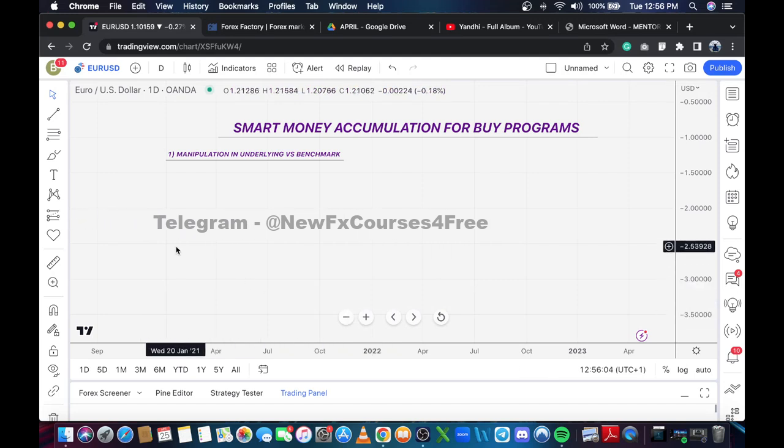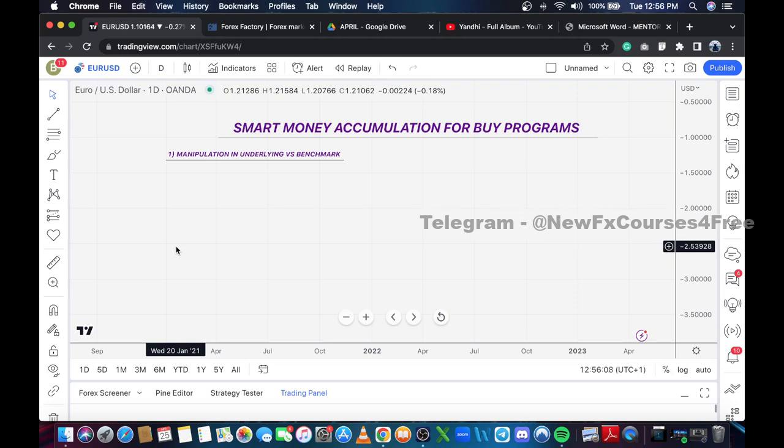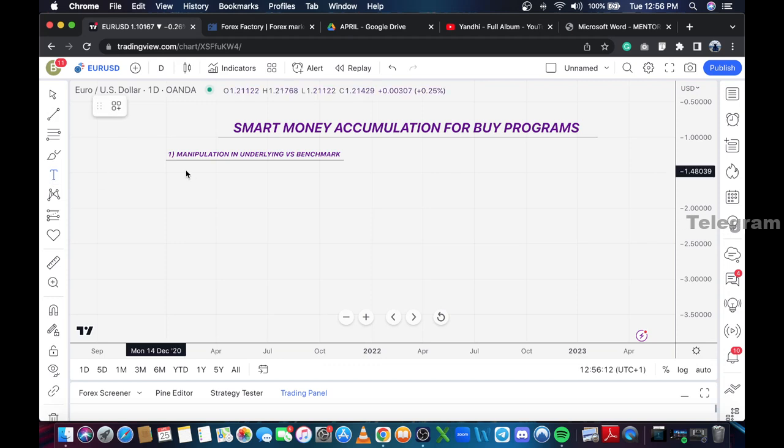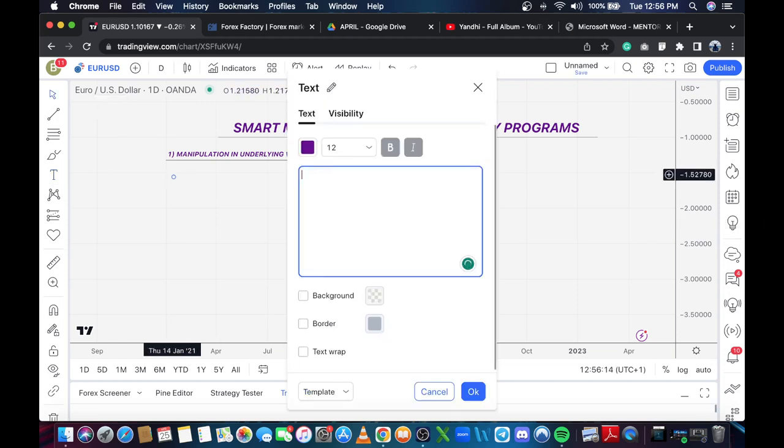But so let's define what an underlying is, and let's define what a benchmark is. An underlying asset is the asset you are currently trading. So if you're trading USD CAD, looking for a setup on USD CAD, that is the underlying asset.